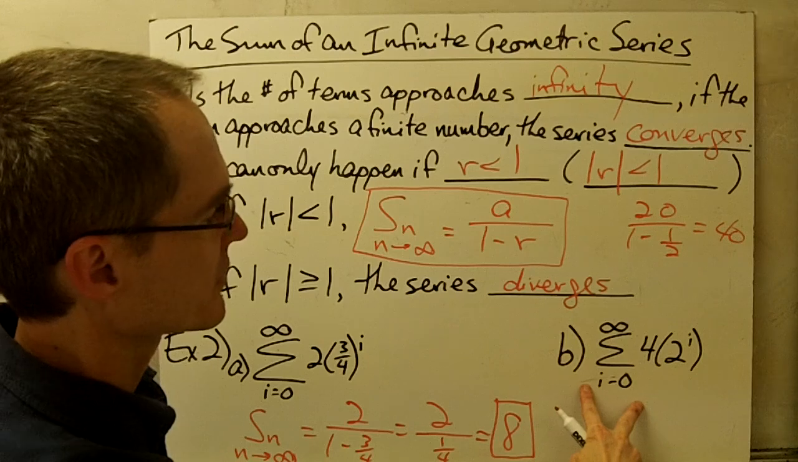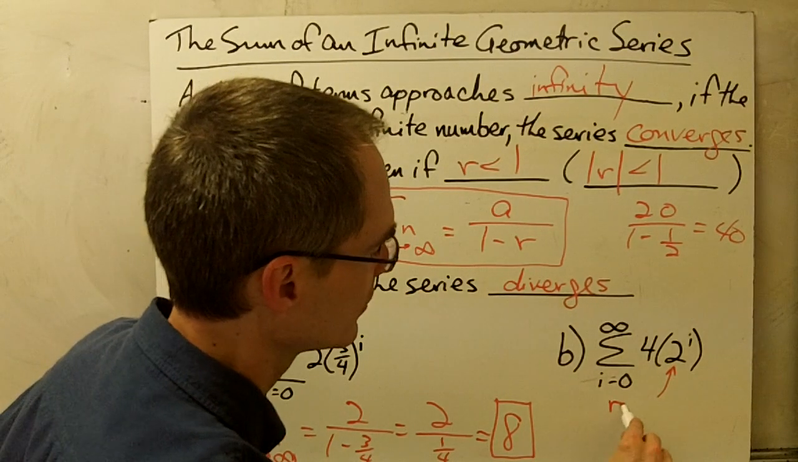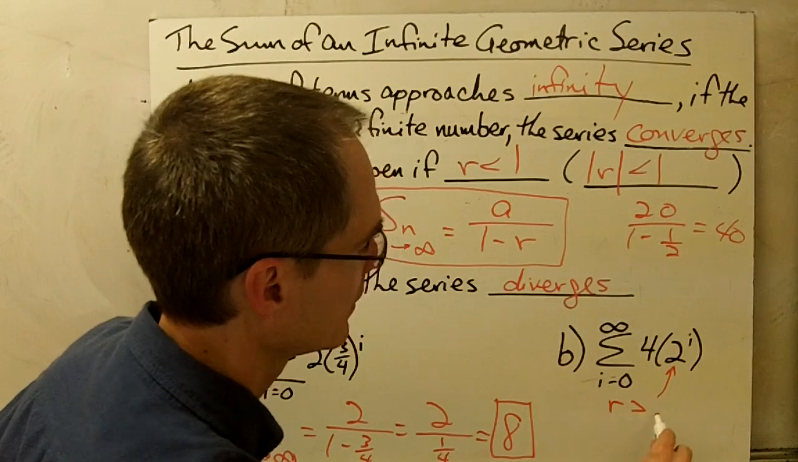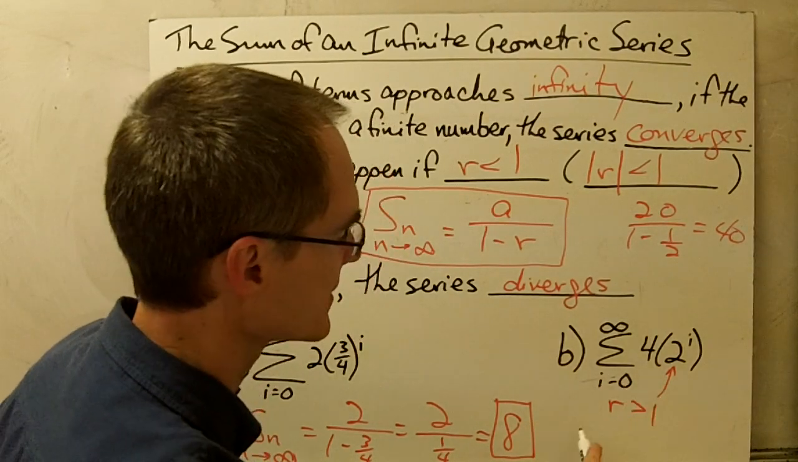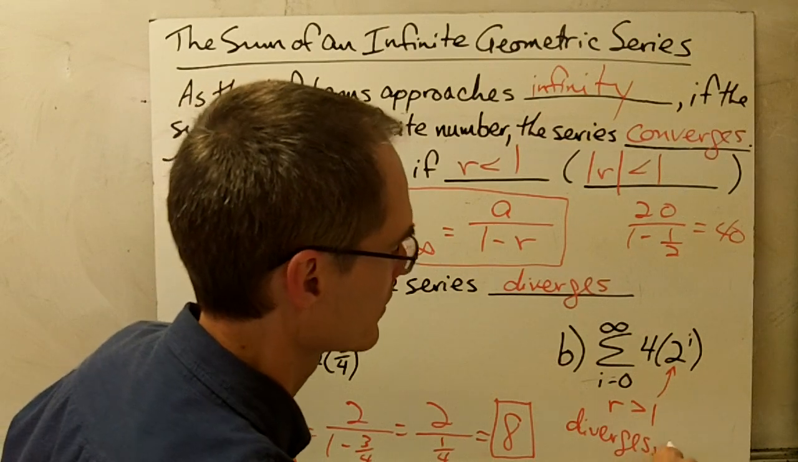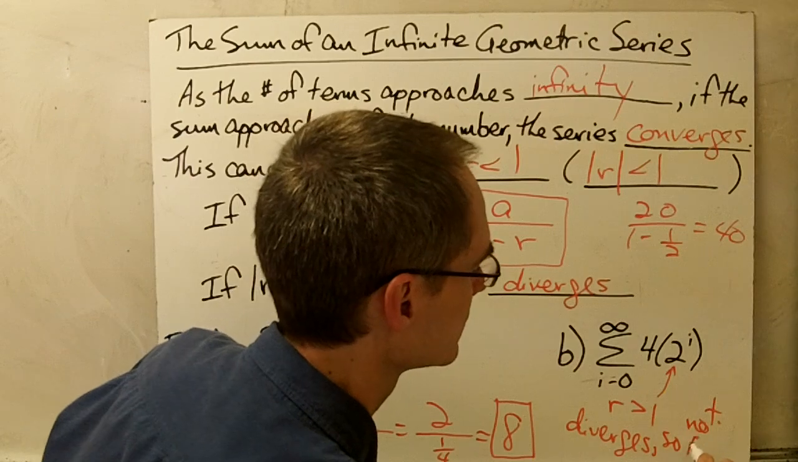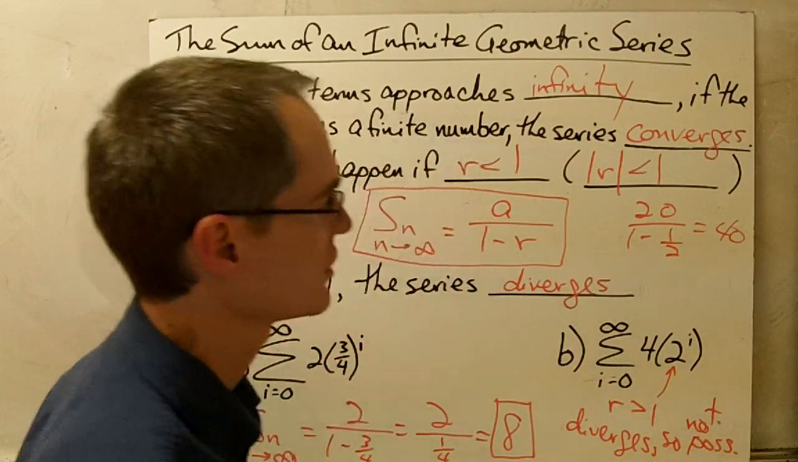This geometric series, on the other hand, since this value here, my r value, is greater than 1, that means the series diverges. So it's not possible to find a sum.